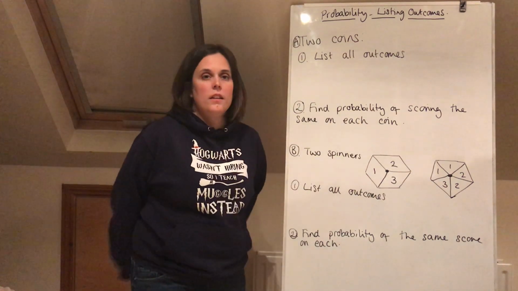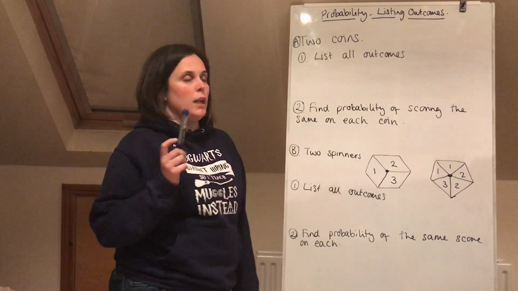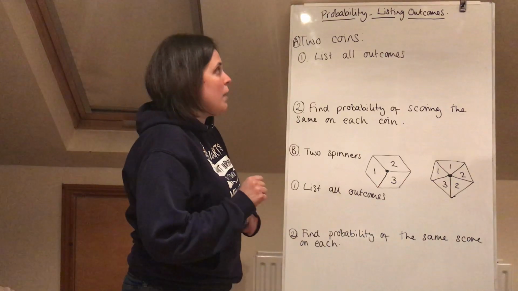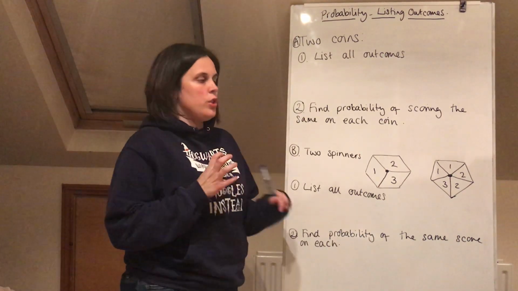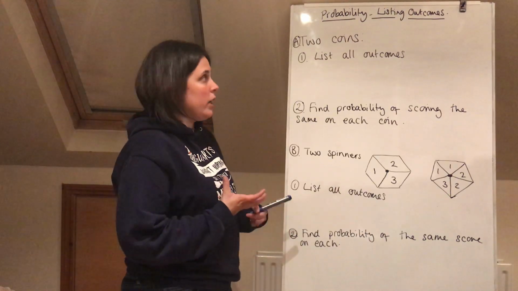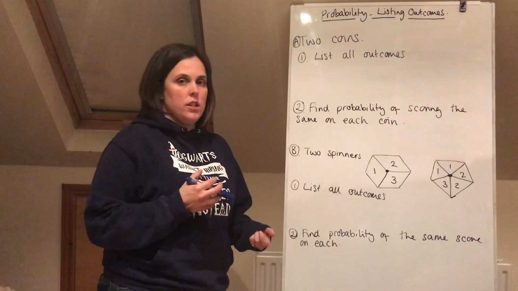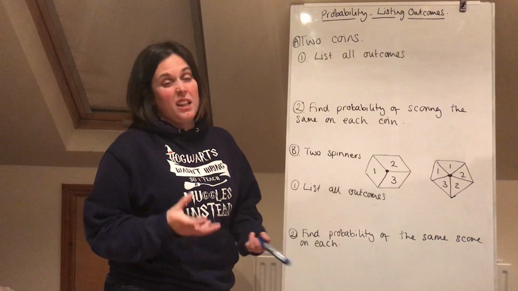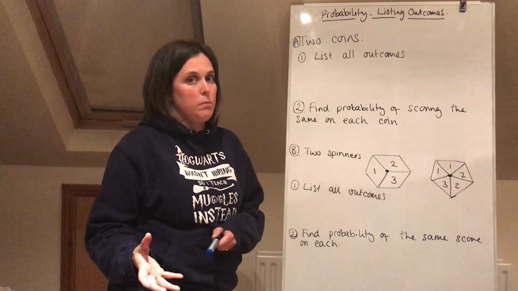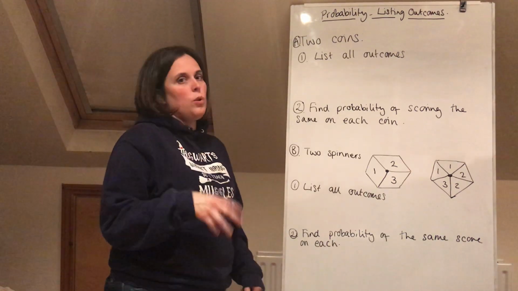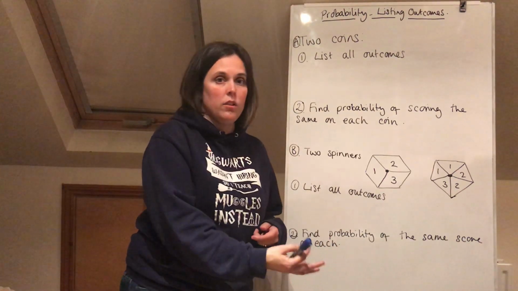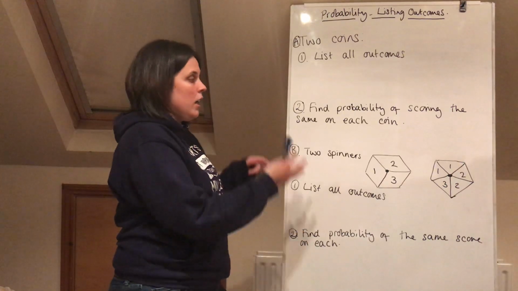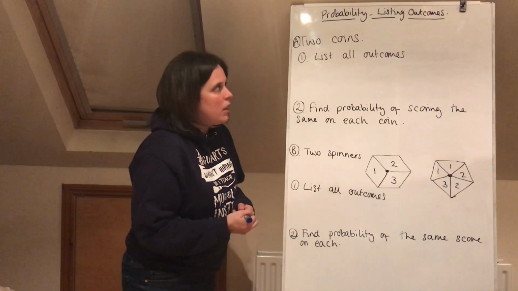Hi, so in today's video I'm going to be looking at probability again, and this time we're going to be looking at listing outcomes. Okay, so we've got two different experiments that I've got going on here, and we're going to look at, in each situation, listing the outcomes and then using that list to calculate a probability. So if you need a quick recap on how to calculate simple probability, go back and check the video that I've already done on that, and then come back to this one.